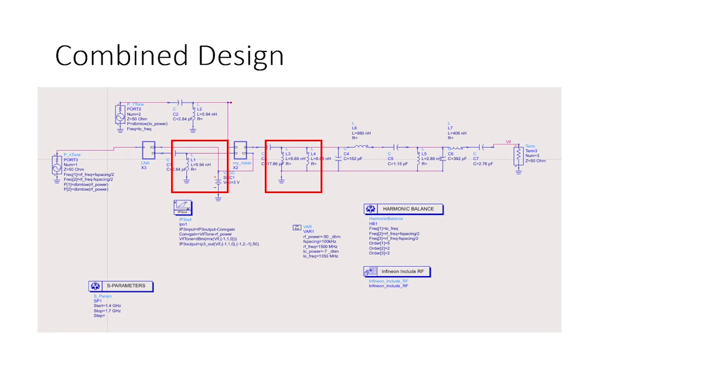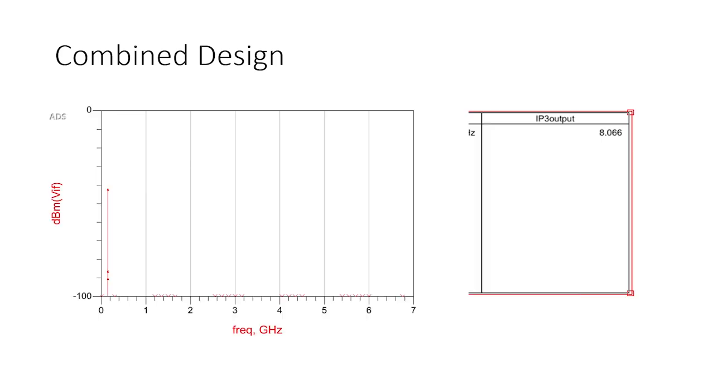And here's the harmonic balance simulation for the combined design. You can see that all the higher frequency components are completely filtered out by the filter, and the IP3 output is 8.066 for this application.